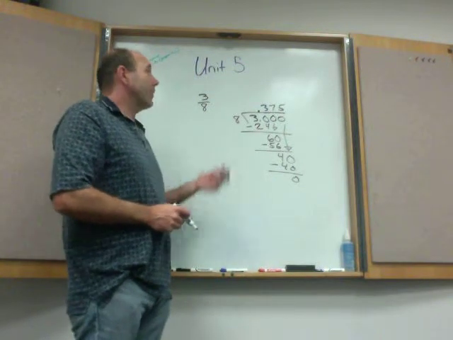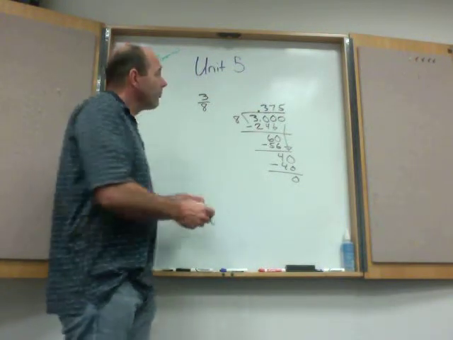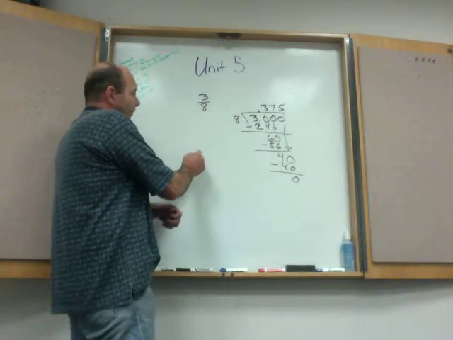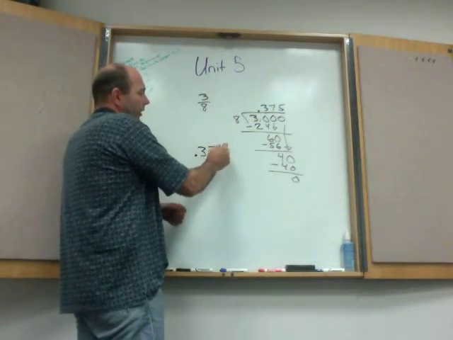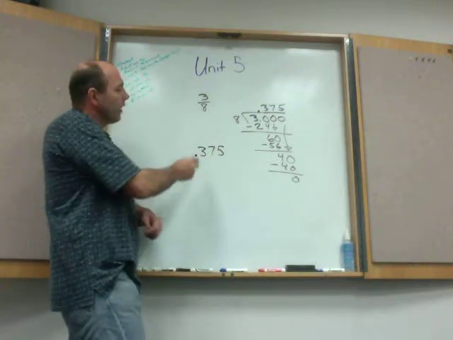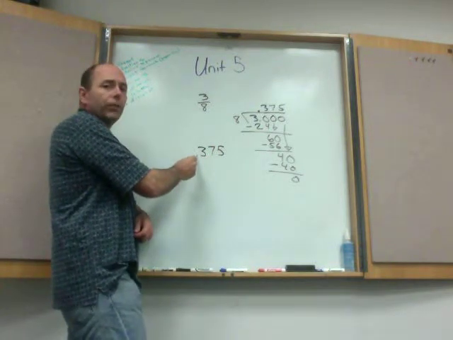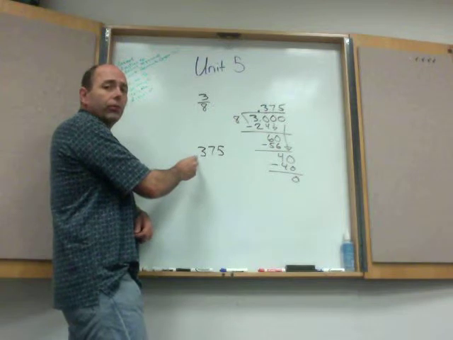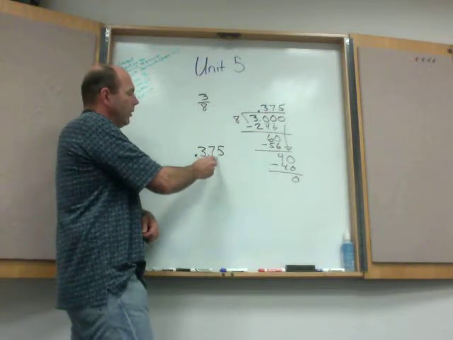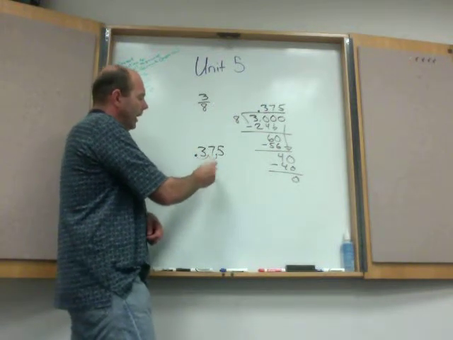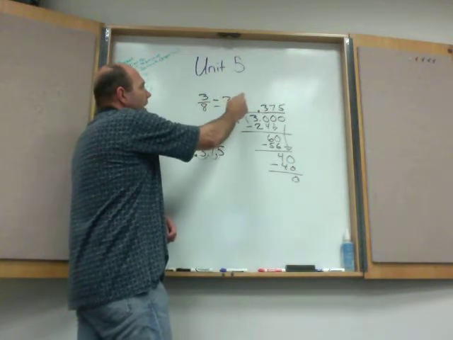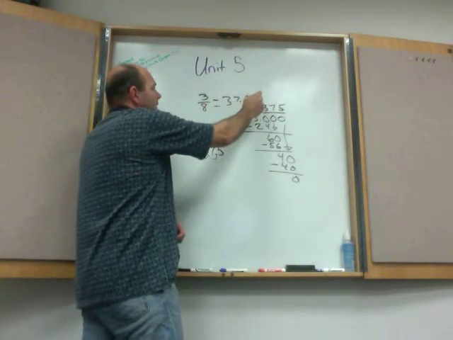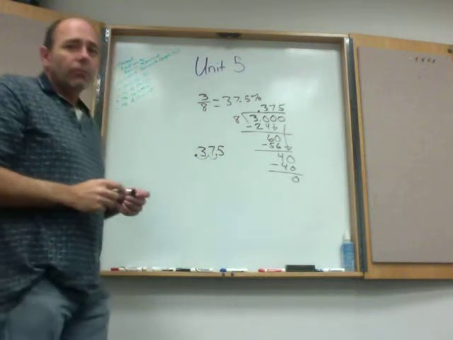Now, how do I convert a decimal to a percent? Well, it's really quite simple. I'll take this decimal that I have, 0.375, and to convert, all you have to do is move your decimal place 2 spaces to the right. 1, 2. And now I find out that this is equal to 37.5%.